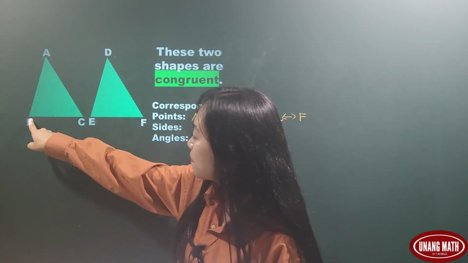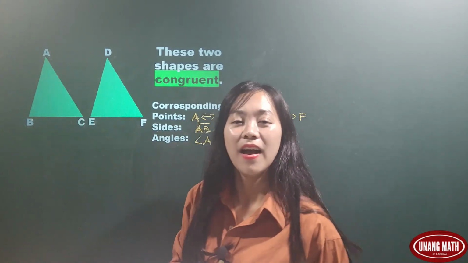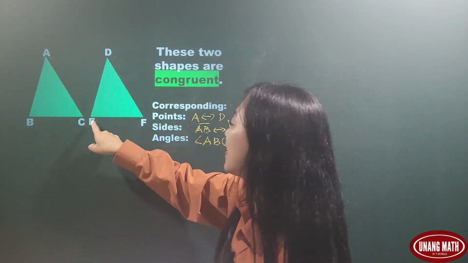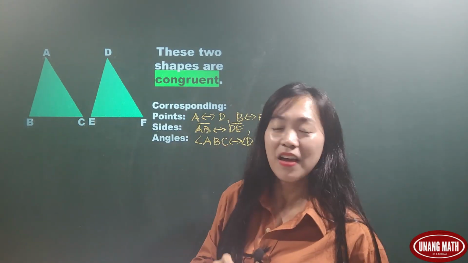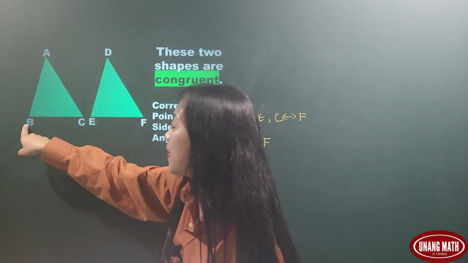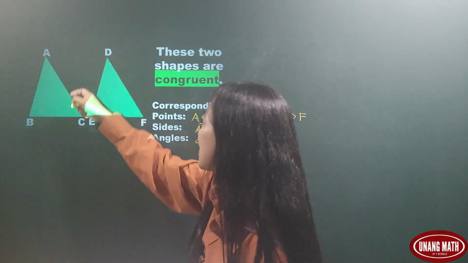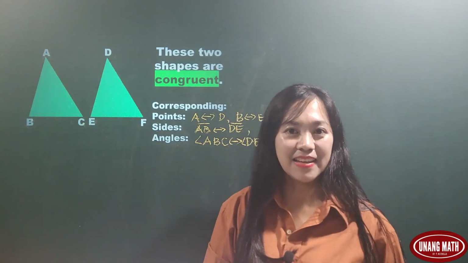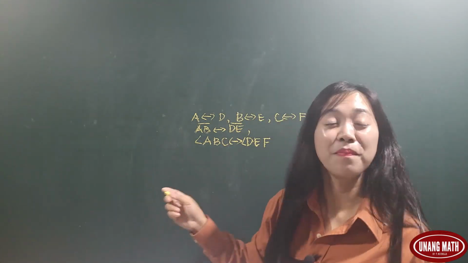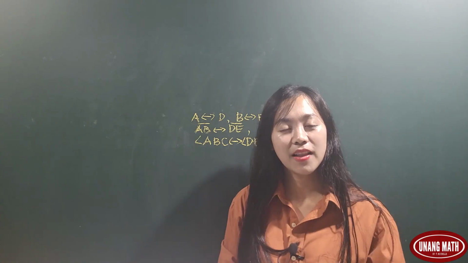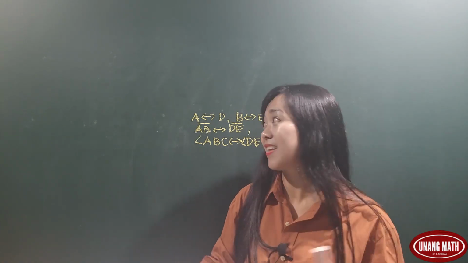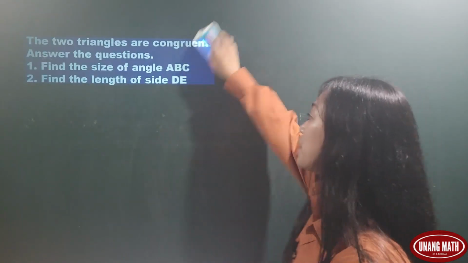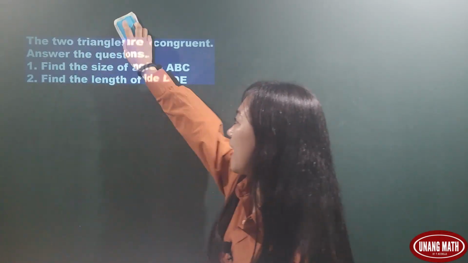Another, angle BCA. Ang katumbas nito na angle sa triangle na ito ay ang angle EFD. Okay, ang angle CAB, ang katumbas sa triangle na ito ay ang angle FDE. Okay, ngayong alam na ninyo ang kahulugan ng congruence at ang iba't ibang corresponding points nito, sagutin naman natin ang tanong na ito.